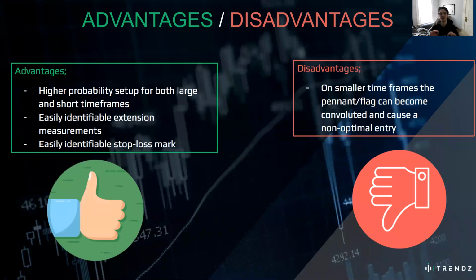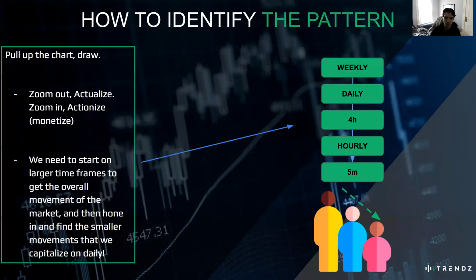Some of the disadvantages is that on smaller time frames, the pennant or the flag can be kind of convoluted and cause a non-optimal entry, especially for a newer trader. You might think that it's going to break out and buy at the top of the flag, but then it retraces back down and fails and turns into an M pattern or a very small head and shoulders pattern. So you just want to make sure that you know how to trade the pattern, which we're going to go into here in a second.